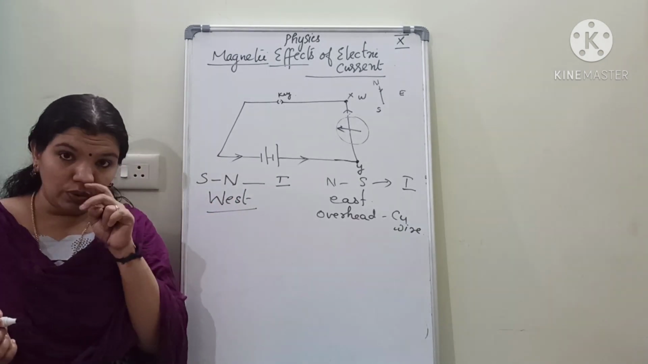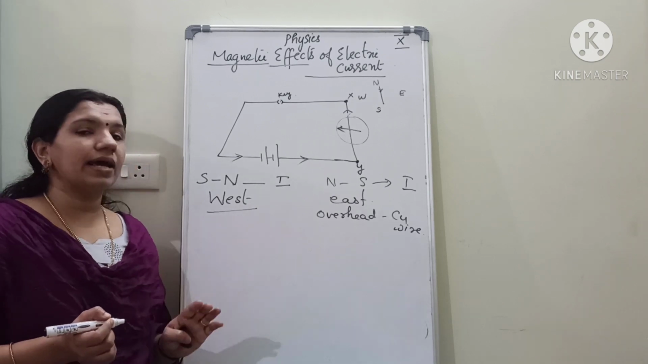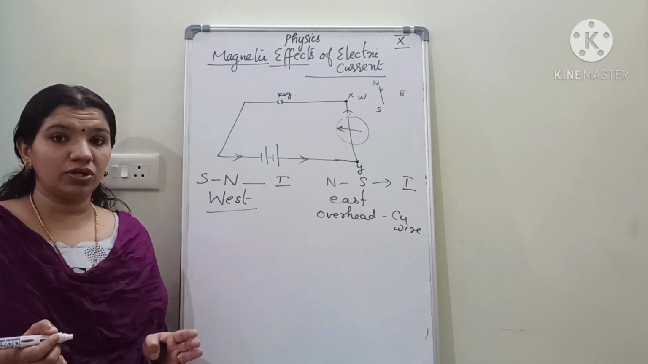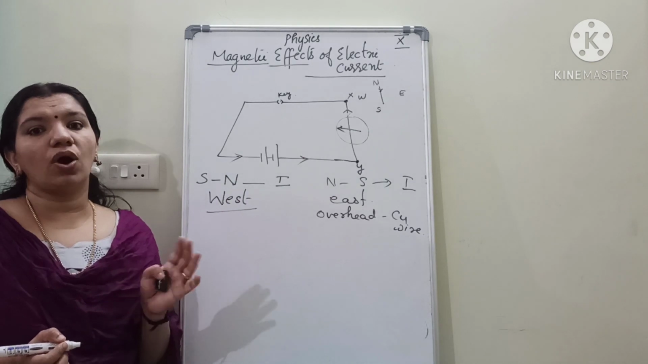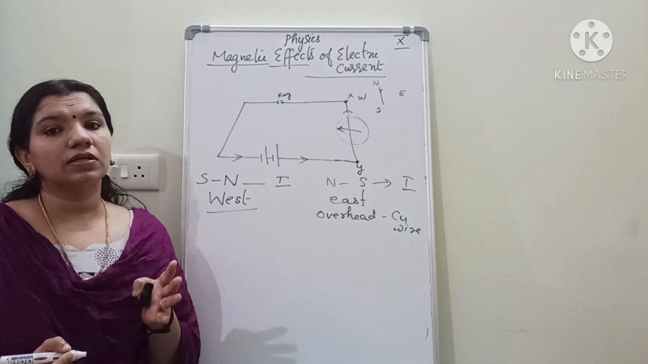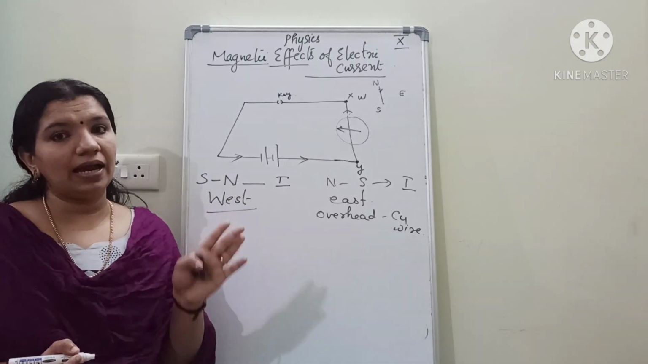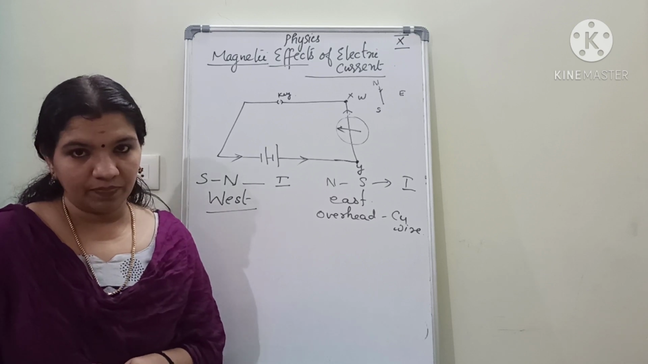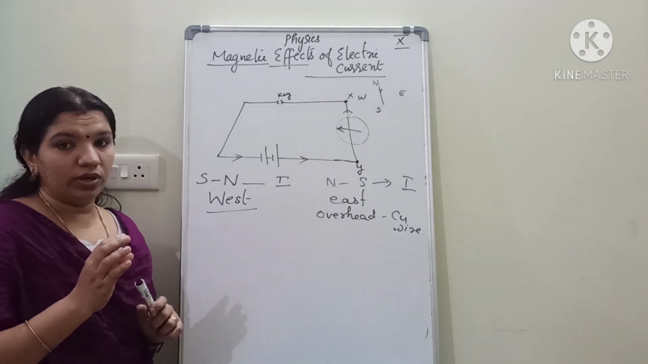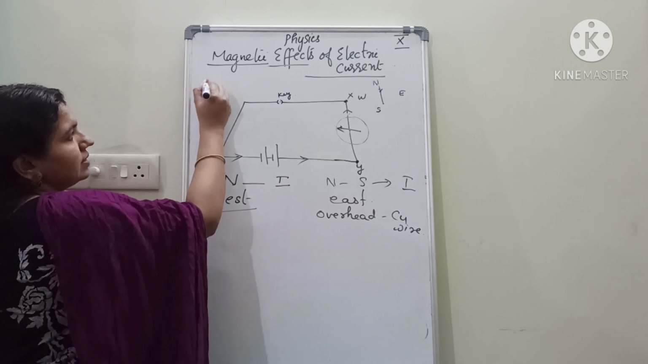So what can you conclude from this? If the direction of the current is reversed, what will happen? The direction of the magnetic field is also reversed. It depends upon the direction of the current. When the current is reversed, the direction of the magnetic field also gets reversed. Now listen, you can study this with the help of a code. I usually give a code in this context. That is SNOW.